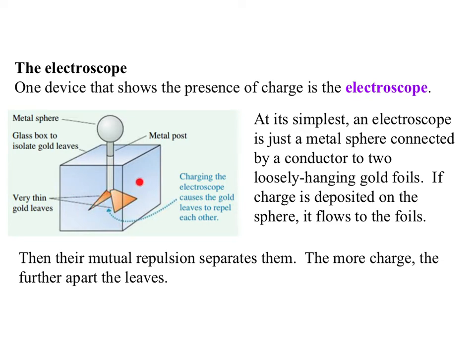We usually have it inside something else, often a glass box, so you can both see the gold leaves but isolate them, especially from the humidity in the air, which would make charge bleed off pretty easily.